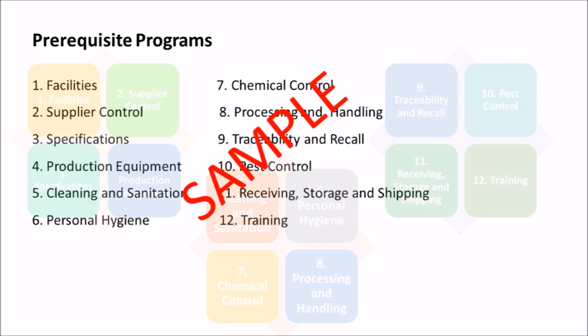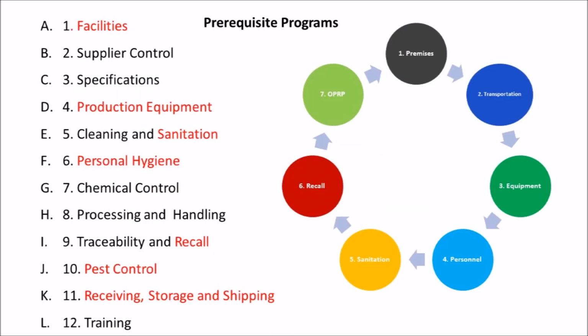Some samples. Okay, talking about prerequisite programs, you have some that simplify into 7. Some mention about 12 prerequisites. Okay, this is a sample. Let me explain to you. Here, you see, among the prerequisite programs are the premises or facilities, transportation, equipment, personnel, sanitation, recall, and operational prerequisite program, OPRP. These are the samples of the prerequisite program, depending on the kinds of business in the food sectors.